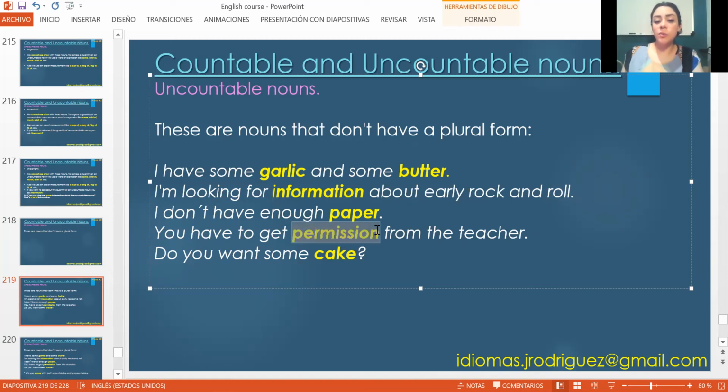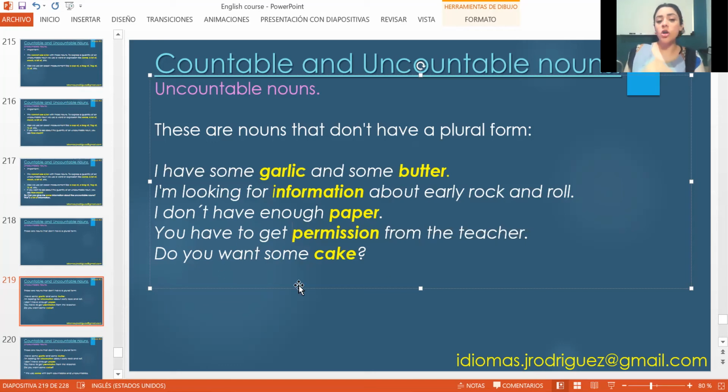Okay, next, you have to get permission from the teacher. Permission, uncountable. You have to get permission from the teacher. Necesitas obtener permiso del maestro. To get permission, not a permission. A permission, no, because permission is uncountable. So we don't use a or an with uncountable nouns.